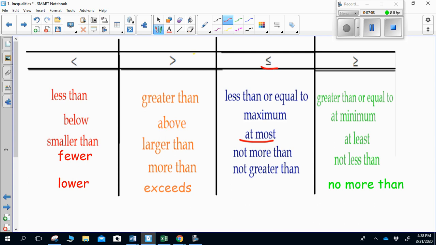So I think in this chart that some of these are like the backwards of what you might think they are, because maximum, you would think that would be more than, but because it has to be the maximum, it's going to be less than. At most is less than. Not more than is less than. Not greater than is less than or equal to. So those to me are a little bit counterintuitive as to what they would be. So you should probably have this chart out while you're working.